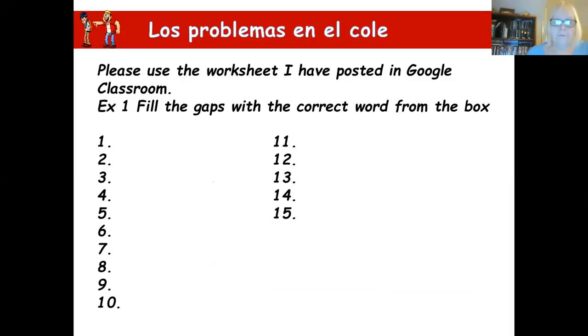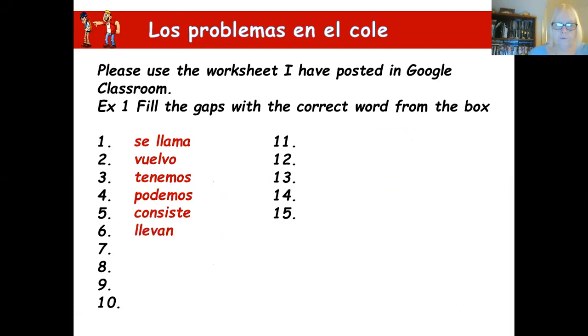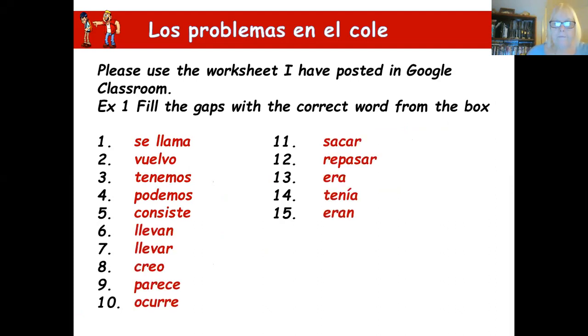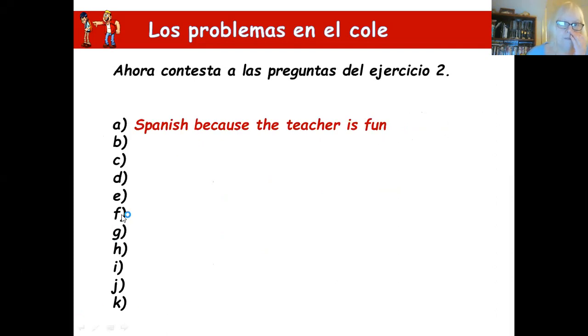All right, so this one we've already done. Apologies, I'm going backwards and forwards through this PowerPoint. Here is the next exercise. So answer the questions from exercise 2. The answer is Spanish because the teacher is fun. How does he get to school and how does he go home? He goes by car and returns on foot.